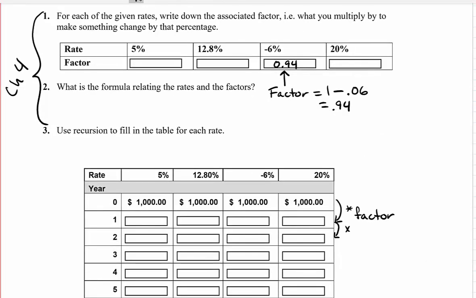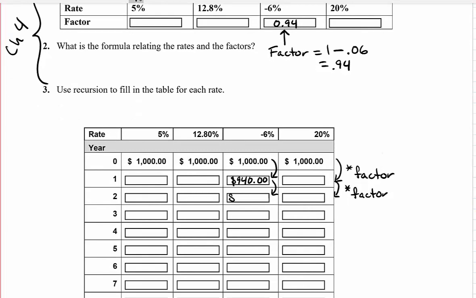And that's how you're just going to get every number in each row. Multiply the previous numbers from the previous row by the factor each time. So for me, that means I have to take this 1,000 and multiply by 0.94. So if I multiply 1,000 by 0.94, I get $940. If I do it again, if I multiply that number by 0.94, I get $883.6. If I do it again, I get $830.58, and so on and so forth.